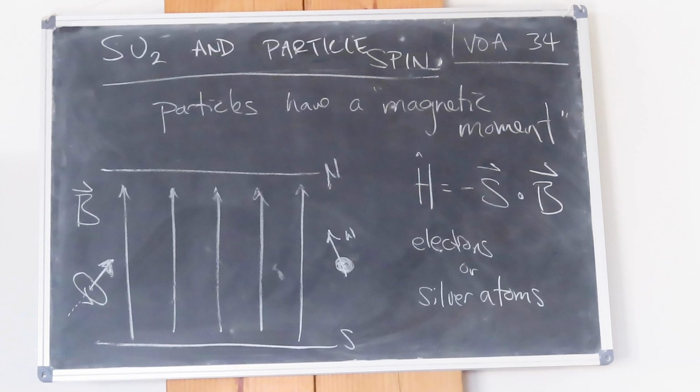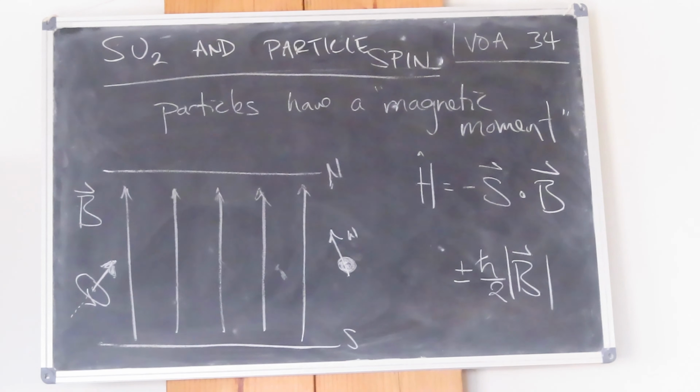Now, these little spins, be they electrons or silver atoms or what have you, are quantum mechanical objects. They have specific states which belong to the Hilbert space. And as it will turn out, the energy eigenvalues of H will be plus or minus a constant, h bar over 2 times the magnitude of B.